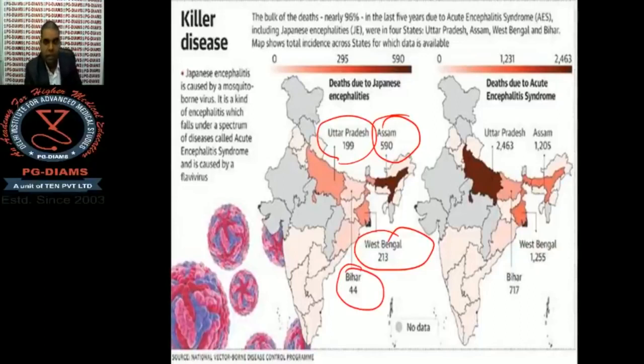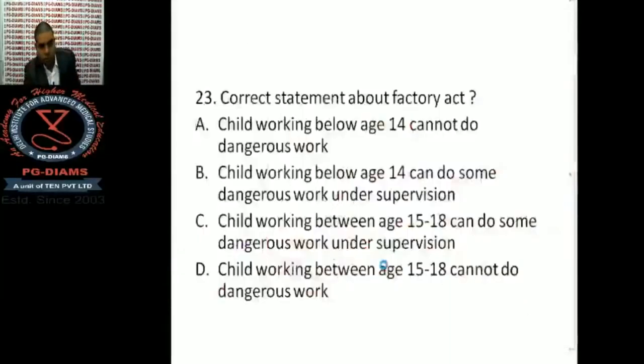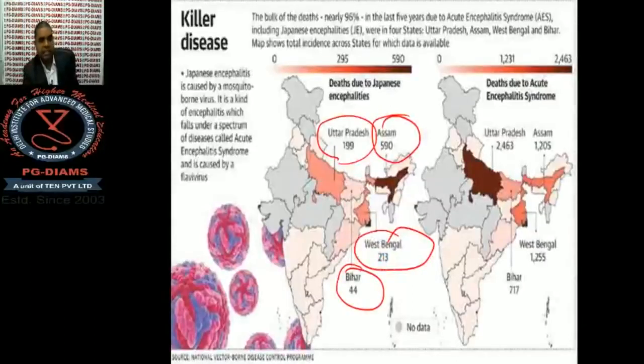Because all the CHCs and PHCs are not functional in those areas, all the patients are referred to just one hospital, which is again compromised because of poor allocation from the Government of India. So the endemic states for Japanese encephalitis are Uttar Pradesh, Assam, West Bengal and Bihar. The endemic states for Kala Azar are Uttar Pradesh, West Bengal, Bihar and Jharkhand.